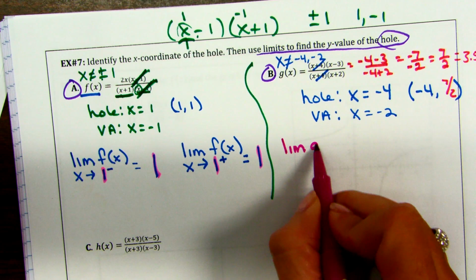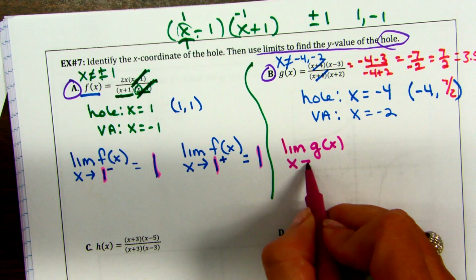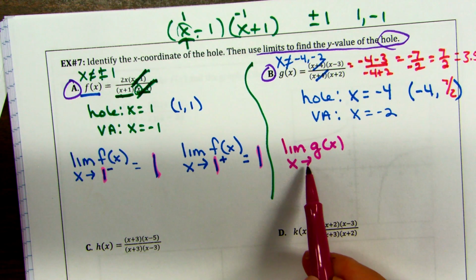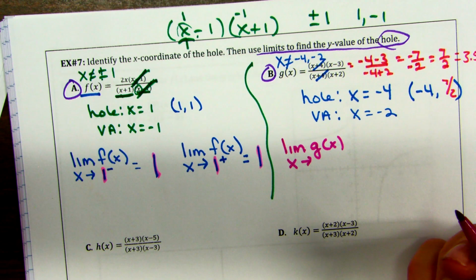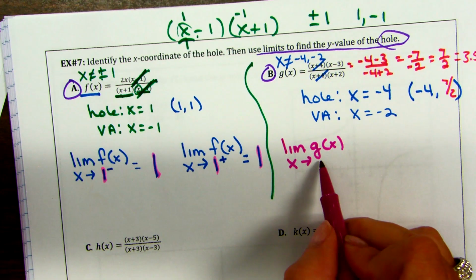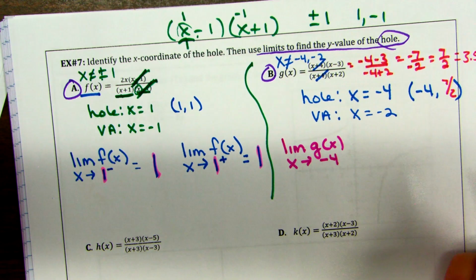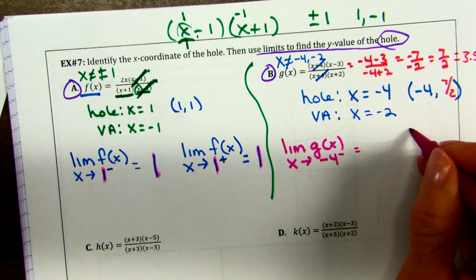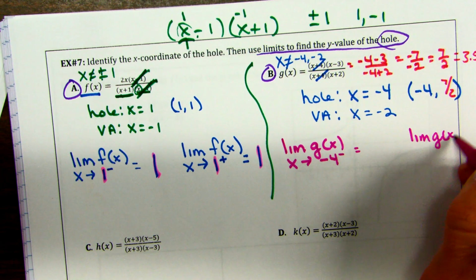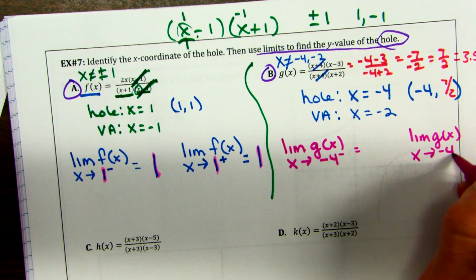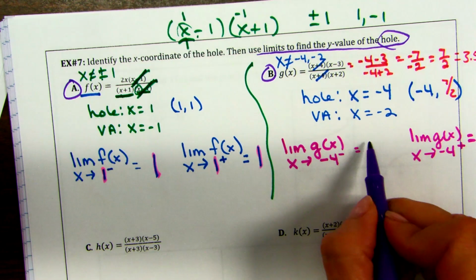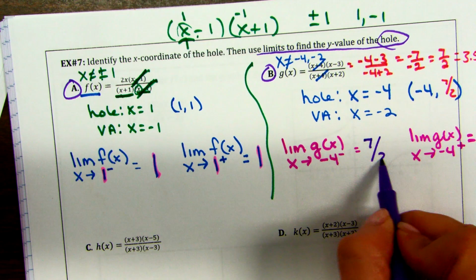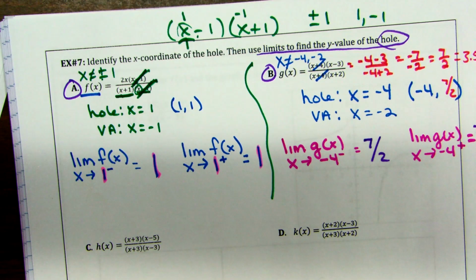The limit of g of x as x approaches, guys, that's never going to change. It's always x, that symbol, but what comes after it, you now are seeing can change. We're writing a limit statement for the hole. So the x value of our hole is -4. From the left, and from the right. What's going to come after the equal sign? What is it? 7/2 or 3.5. Either one would be fine.